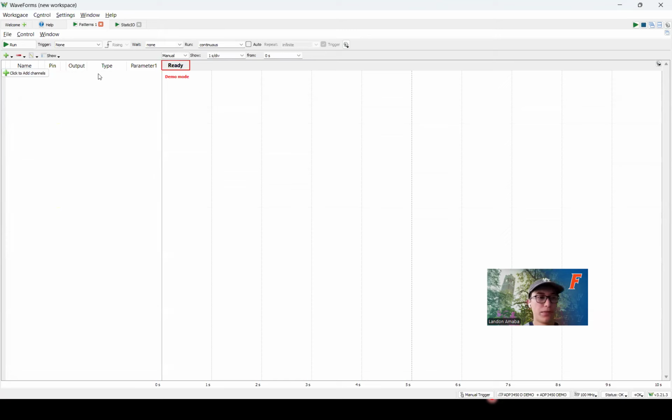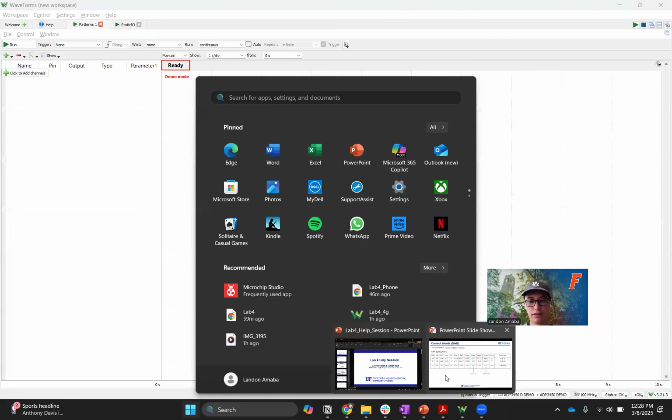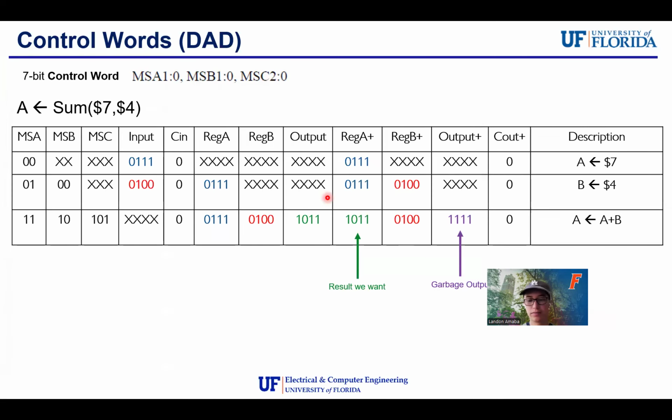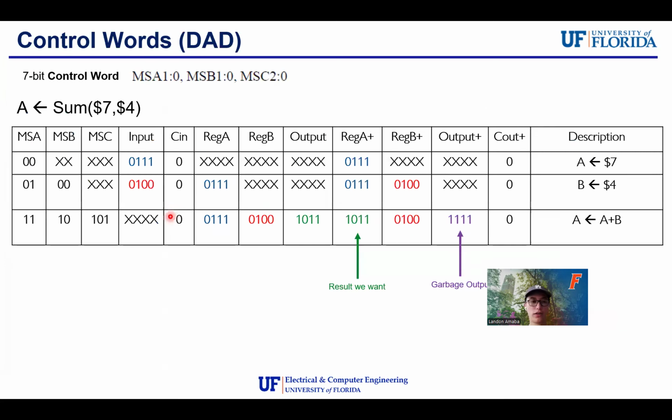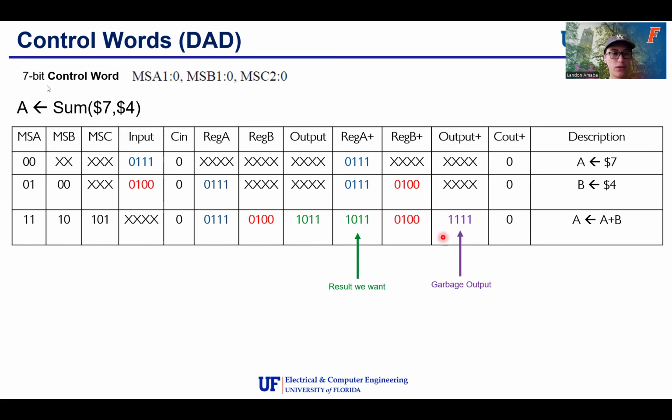So we start in patterns. And if we go back to our PowerPoint real quick and look at our outputs, the things that we control are, of course, this control word, which is 7 bits wide, and this input, as well as a clock. So when we make this waveform, we'll have to decide all of those.